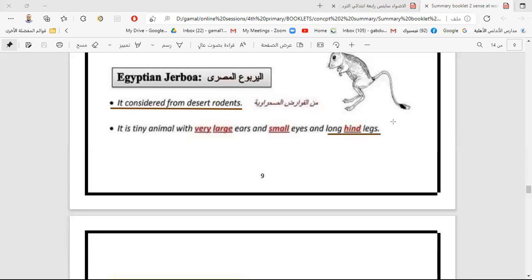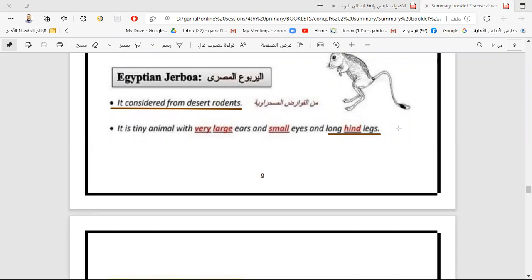Why is it very long? And it has strong muscles in these hind legs. Why? Who can tell me on the chat? I'm waiting for your answer on the chat. Why are the back legs very long and strong?